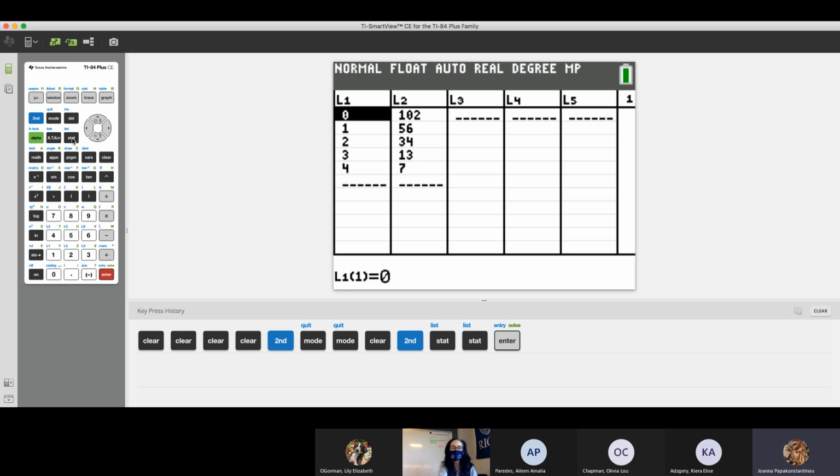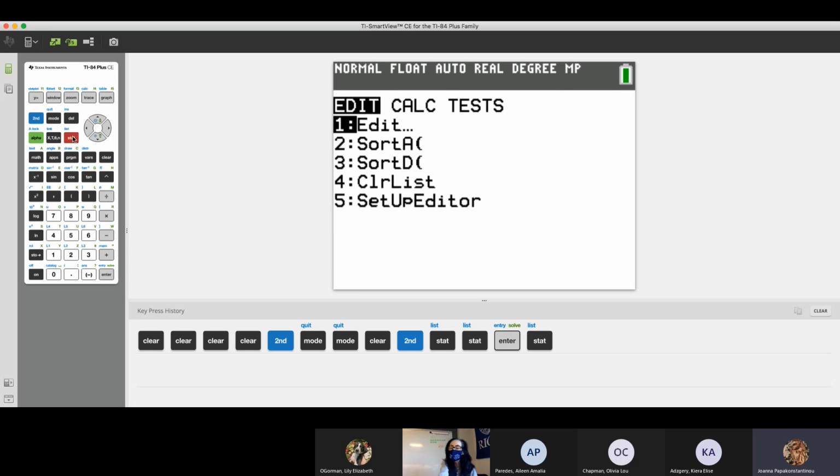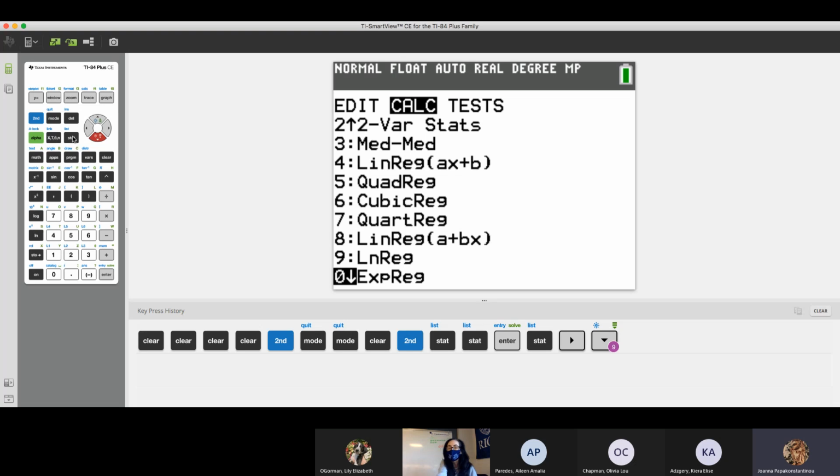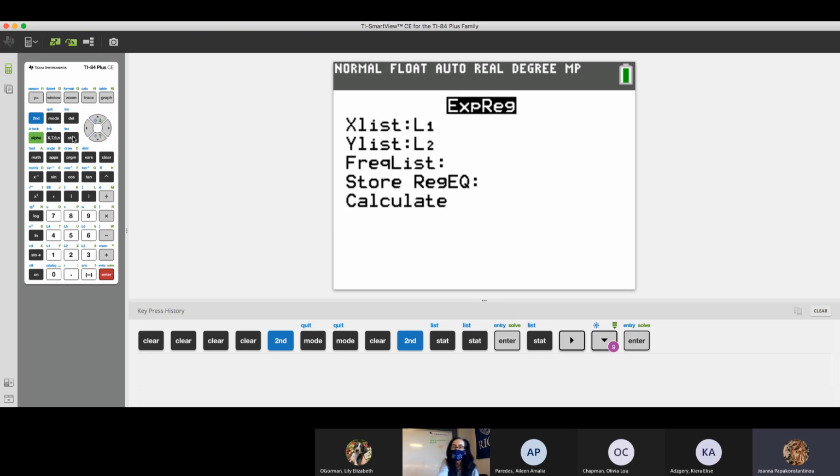So once you've entered the list in, what are the keystrokes to be able to actually get the regression? Where do I go? I hit stat again, but now I'm not editing my list, I'm calculating. Now what am I calculating? Not a linear, not a quadratic or cubic or any of these. Oh, look at this one, exponential regression. So select that. Now make sure that you are performing the regression on the correct lists in the correct order.